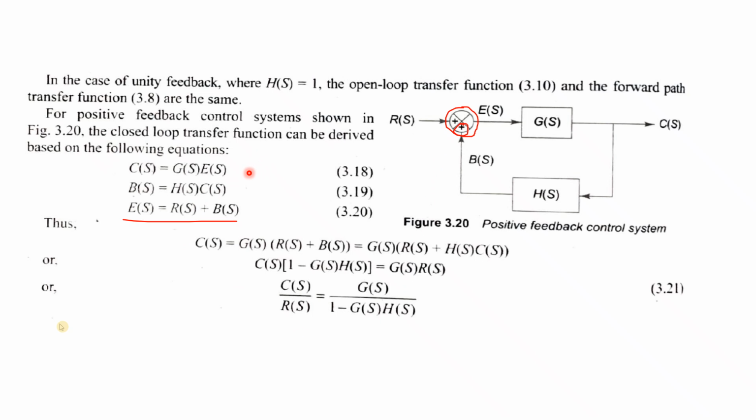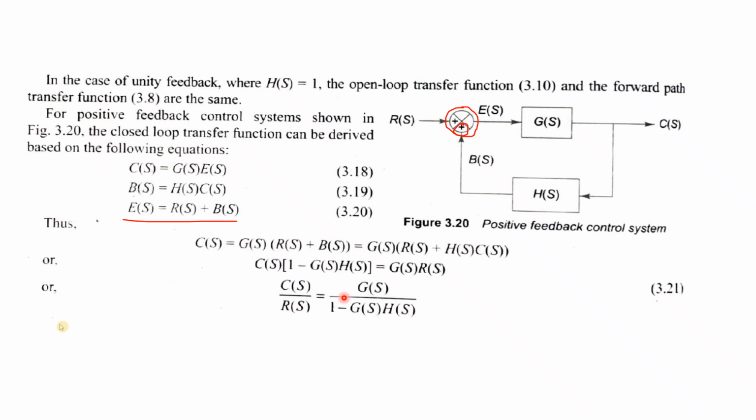So in that case, how do we obtain the closed loop transfer function? The concept and the approach will be the same. We write three equations: C(s) = G(s)E(s), as we have done earlier, B(s) = H(s)C(s), and E(s) = R(s) + B(s). So we have to mention this over here. Now we proceed as in the previous case. The steps from 3.18, 3.19, 3.2 are the same, just the sign will be changed, and this step and the following steps will all be the same.